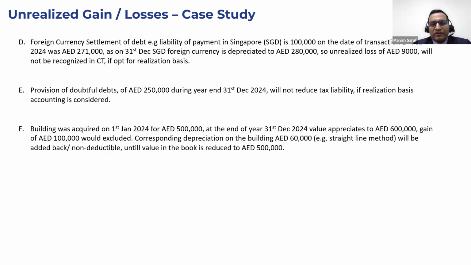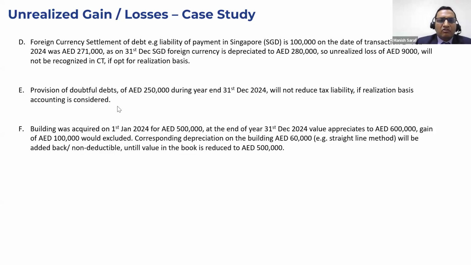That would be shown in the accounting P&L. But this 9,000 is not realized, because you have still not paid it as of December 31st, 2024. So you would have deducted this 9,000 in your accounting income, and you will add it back because it is not realized. Maybe in 2025, when you actually pay it off, that amount will be adjusted in your tax computation.